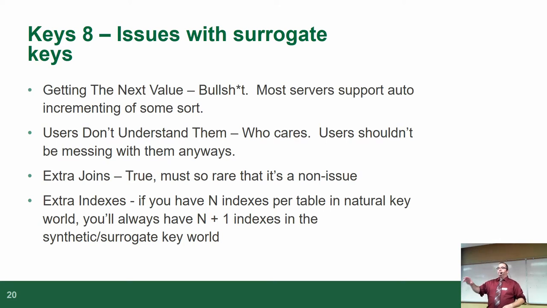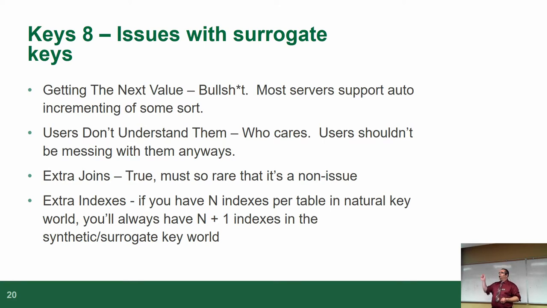Now, some people, the purists that like natural keys, will come around and say there are problems with surrogate keys. They say there are problems getting the next value. As you can see, I censored it on the slide, but I'm not going to censor it when I say it out loud. It's bullshit. Absolute bull. All servers now support auto-incrementing. What does auto-increment mean? It means that the server adds one to the number every time you pull the next number. You go, give me a number, 5, give me a number, 6, give me a number, 7.